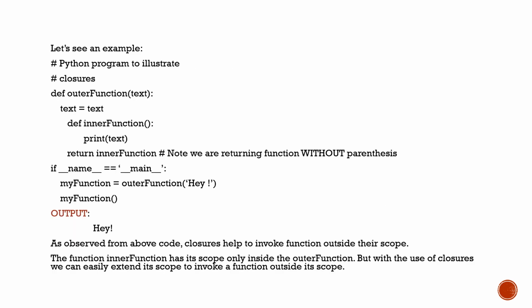Let us see an example. First, define the outer function with text equals text. Next, define the inner function print function. Next, print text. Return the inner function. If name is equal to main, my function is equal to outer function 'hey'. My function outputs 'hey'. As observed from the above code, closures help to invoke a function from outside its scope. The inner function has its scope only inside the outer function. But with the use of closures, we can easily extend its scope to invoke the function outside its scope.